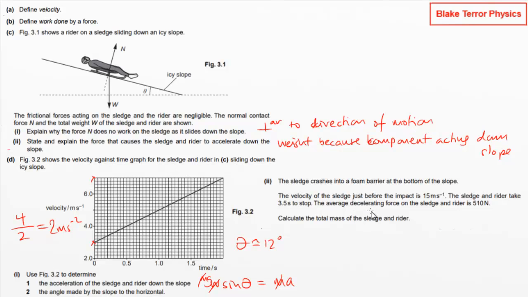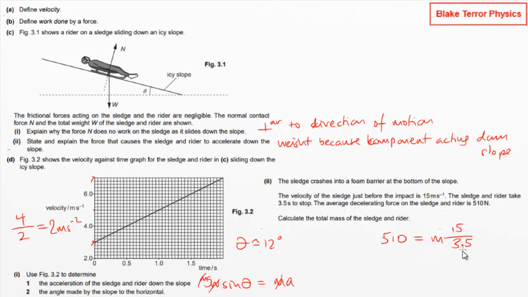Right, the sledge crashes into a foam barrier at the bottom of the slope. Velocity of the sledge just before impact is 15 meters per second. They take that amount of time to stop. The average decelerating force on the sledge is that. So we have to calculate the mass. So we've got 510 newtons. That's our F equals ma. We need the mass, and then the acceleration is going to be 15 divided by 3.5. So that's what we've got with all of that.